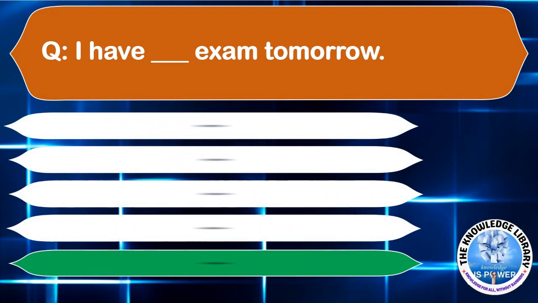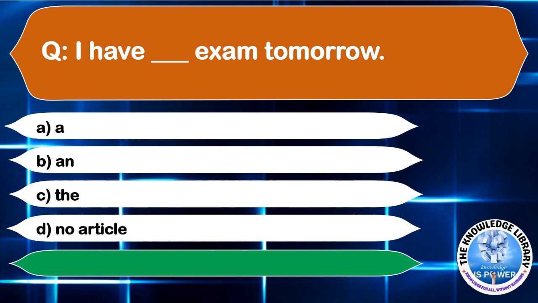I have dash exam tomorrow. Option A. Option B, an. Option C, the. Option D, no article. The correct answer is option A. Moving to the next question.